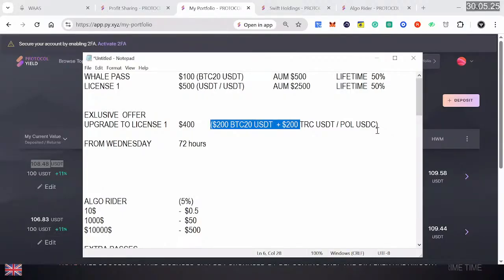So from Wednesday, for 72 hours, all those who have purchased whale passes will be able to upgrade for $400: 200 in BTC20, 200 in TRC20. I hope the remaining people who have not yet purchased whale passes will have some way or the other, they can reach out to the leaders, and some way or the other they will still be able to cash out their BTC20 assets.